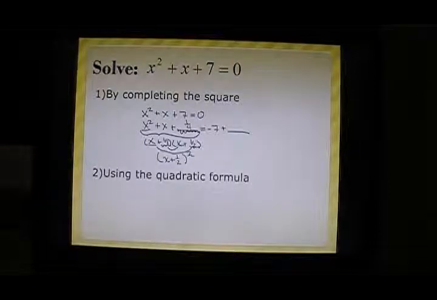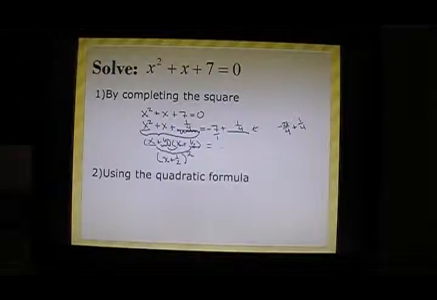And because I added a fourth to the left, I have to add a fourth to the right to create an equivalent equation. And again, don't forget, you can just use your calculator to do that calculation. Negative 7 is negative 7 over 1, or negative 28 over 4. So if we have negative 28 fourths plus 1/4, this value is going to be negative 27 fourths.